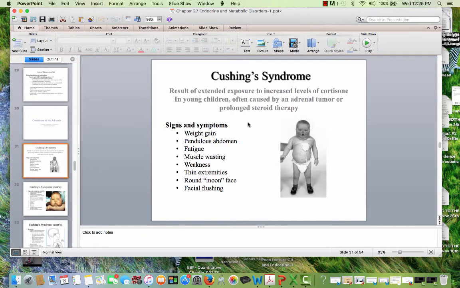I actually took care of two kids earlier in my nursing career who had Cushing's syndrome. It's a result of extended exposure to increased levels of cortisone, and especially you tend to see it in younger children. The most common causes are a cortisol-producing tumor, adrenal hyperplasia, and benign adrenal tumors. Chronic steroid use may also be a causal factor. It's usually very hard to diagnose initially because the symptoms can take up to 5 years to manifest.